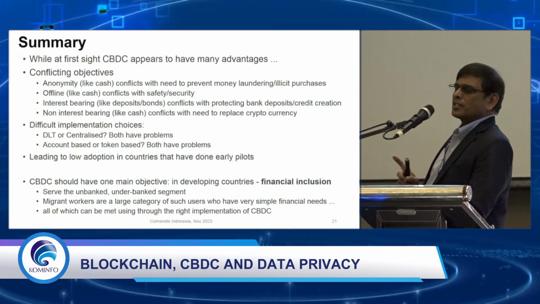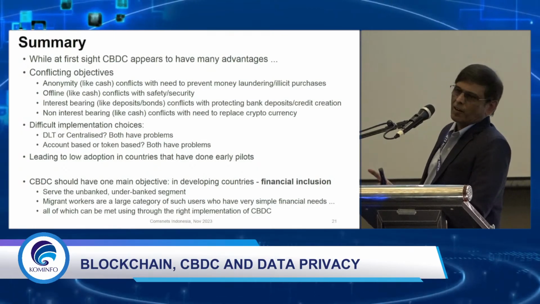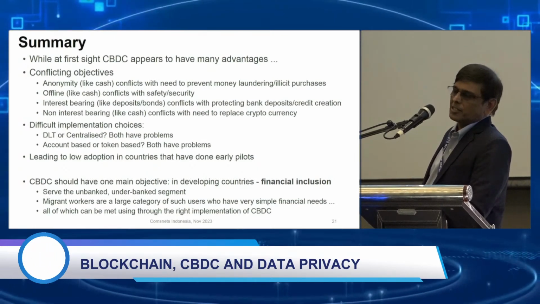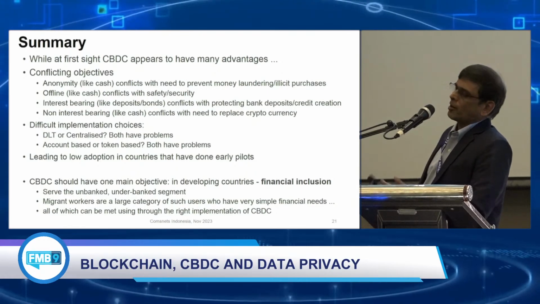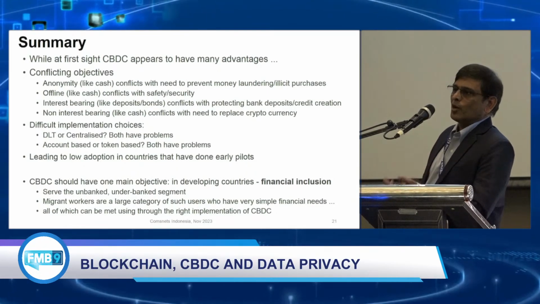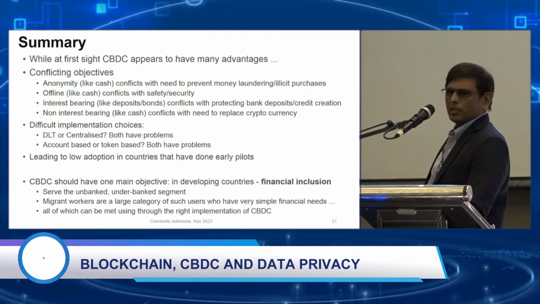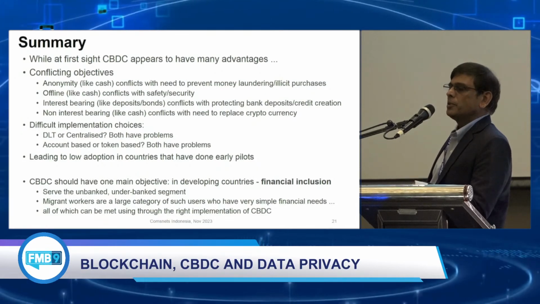To just quickly summarize, what I pointed out to you is that CBDC design is complicated. Too many conflicts in the choices that are there in CBDC. Should you make it token-based? That's a problem. Should you make it account-based? That's another problem. Should you make it interest-bearing? One type of problem. Don't make it interest-bearing, another type of problem. Too many issues with the design of CBDC, which is one of the reasons why CBDC is not taking off.